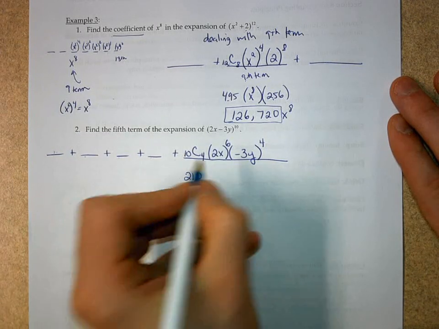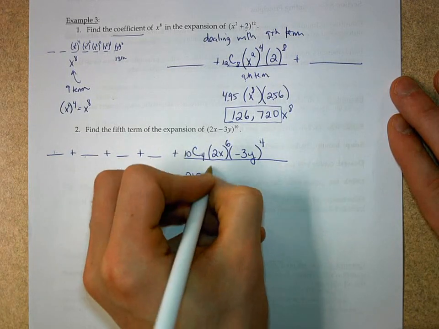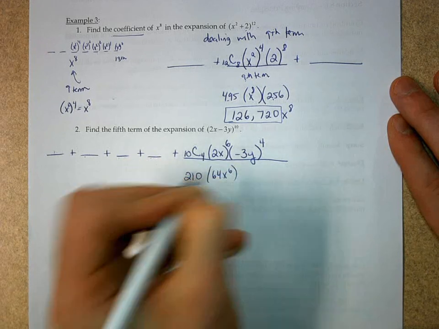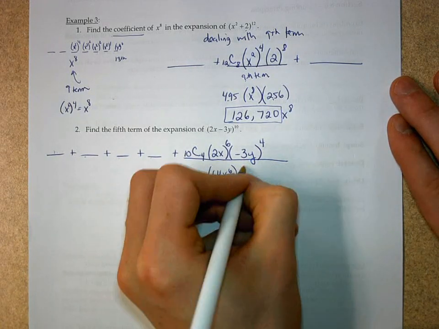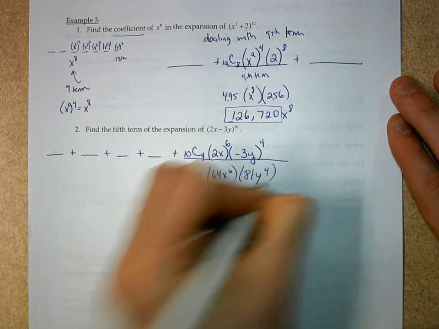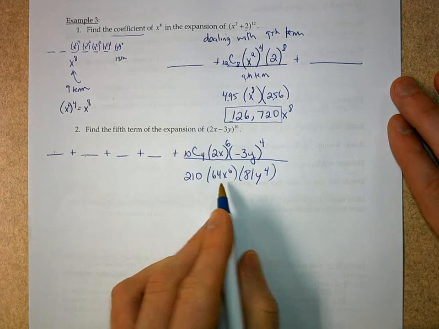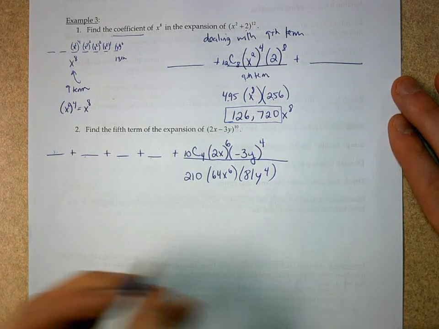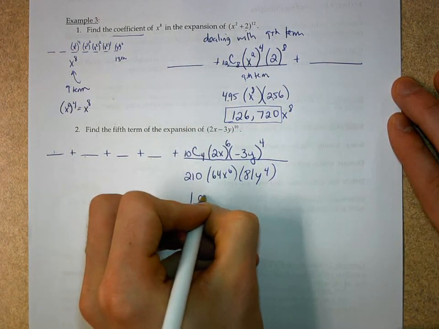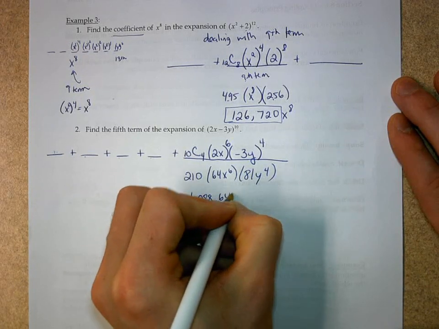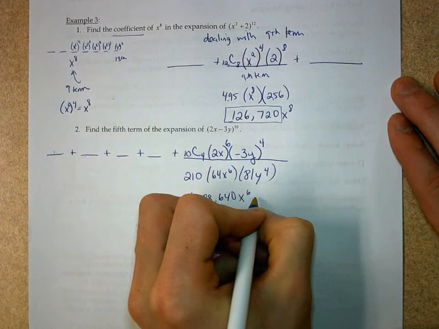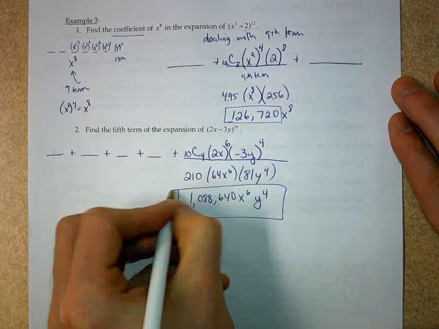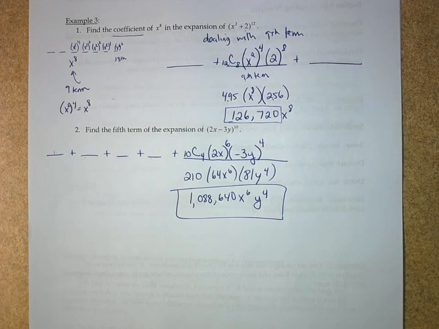10 choose 4 is 210. 2x to the 6th is 64x to the 6th. And negative 3y to the 4th is 81y to the 4th. So 210 times 64 times 81 is going to be 1,088,640. And then I've got x to the 6th, y to the 4th. So there's my fifth term of the expansion of that binomial.